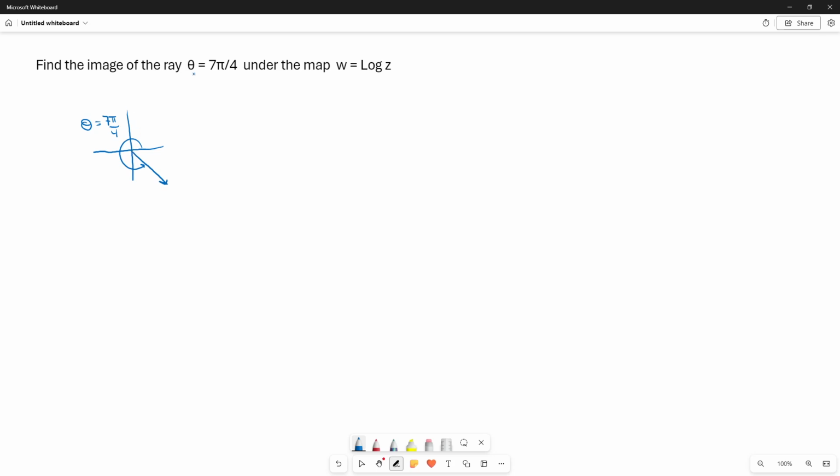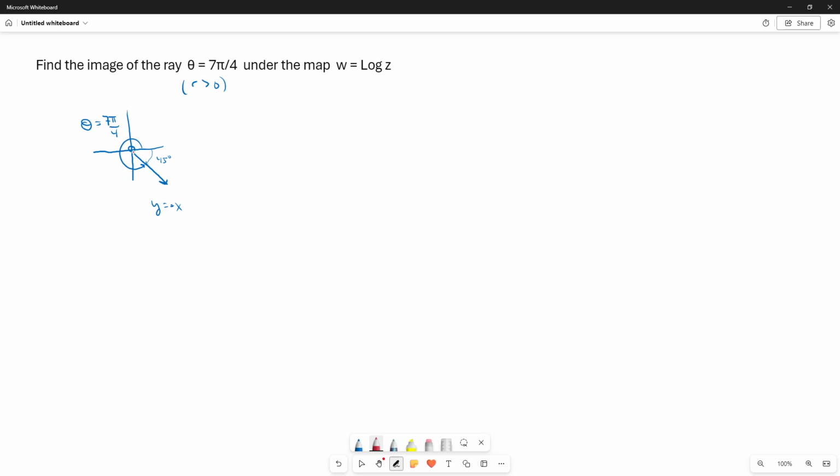And for the sake of argument, the ray here should not include the origin. We can't take the log of 0. 0 is not in the domain. So this ray has positive radius associated with it, so r is bigger than 0. This ray is on the line y equals negative x, the 45-degree line below the x-axis. Okay, so that's our domain, this ray here.